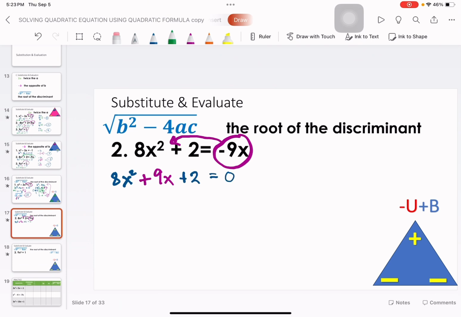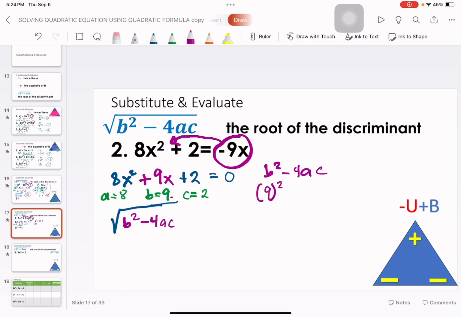Now, for the values of ABCs, for our A, it's 8. For our B, it's 9. For C equals 2. And then, take note that there are two parts in solving this one. In simplifying this one, first is, you need to simplify first the discriminant. So, ano ba yung discriminant natin? That is B squared minus 4AC. Right? So, yung discriminant muna. So, ang B natin is positive 9. B is positive 9 square minus 4.